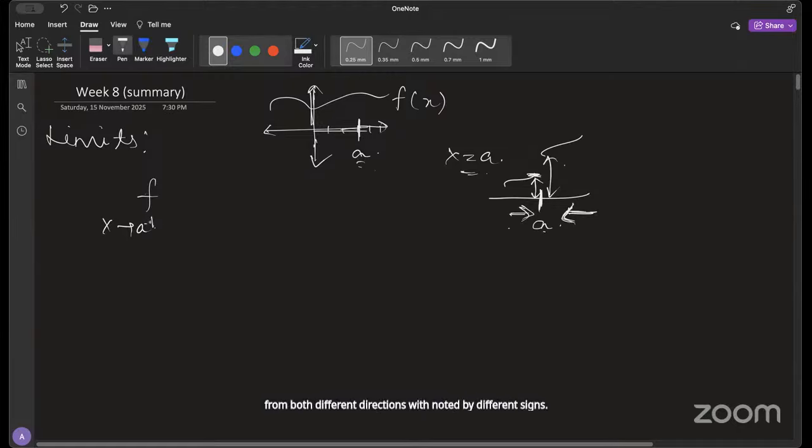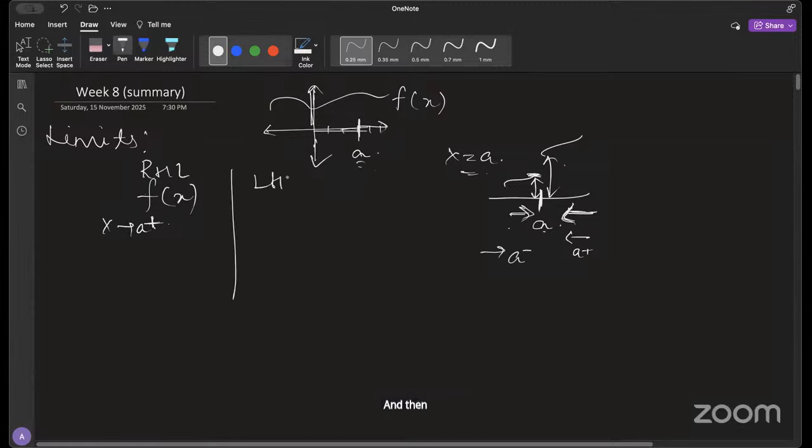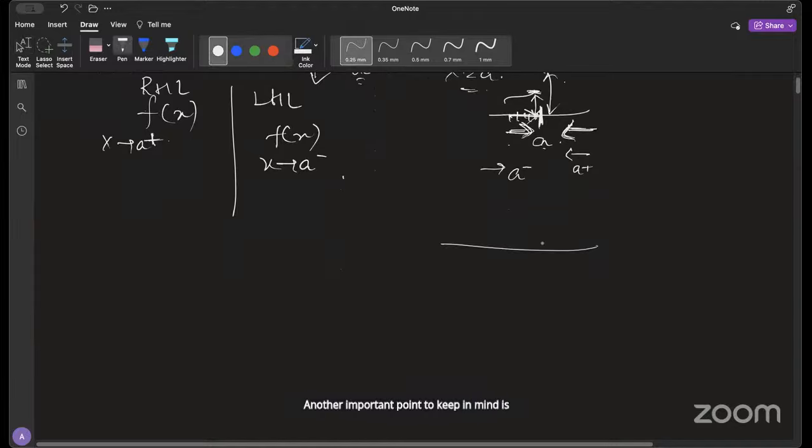So from both different directions, they are denoted by different signs. This is your right one, from the positive direction, a plus. And this is the negative one, a minus. So if you see something like this, this is your right hand limit. And then your left hand limit is this thing, when you approach a from this direction, denoted by this.